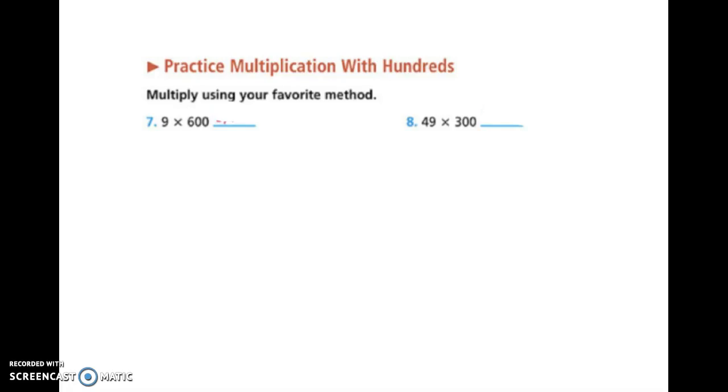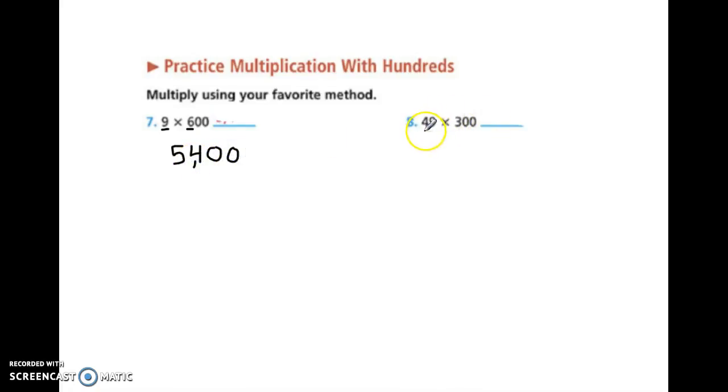So let's practice that a little bit. If I do this when I first look at my actual digits that aren't zeros, 9 times 6 is 54. And then I count my additional zeros there, and I've got 1, 2. I add those on. So I end up with 5,400.